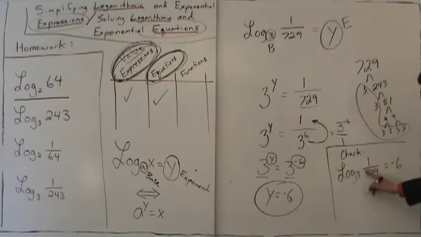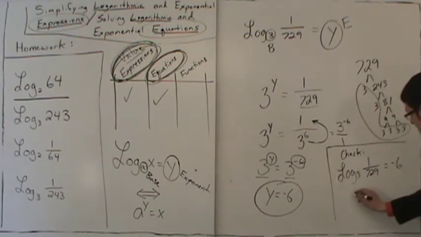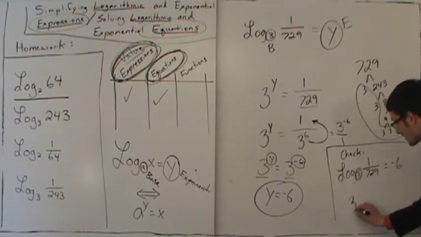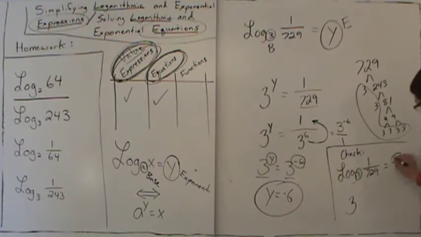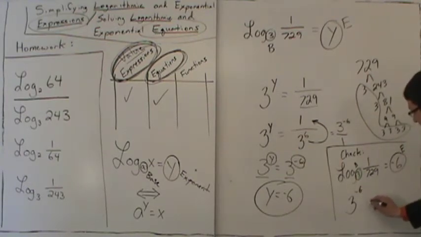And let's check and see if this is true. 3 to the negative 6th power, so we get the base is 3, and the exponent is negative 6. The 3 is the base. Negative 6 is the exponent. And so we say 3 to the negative 6th power equals 1 over 729.